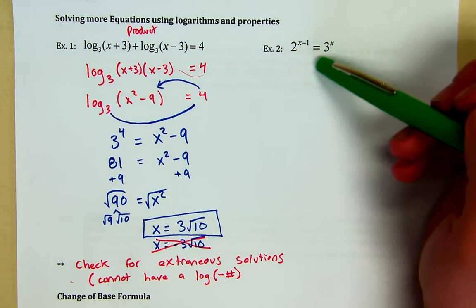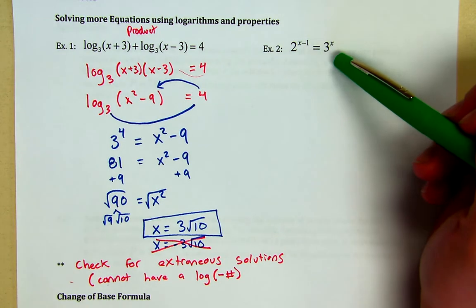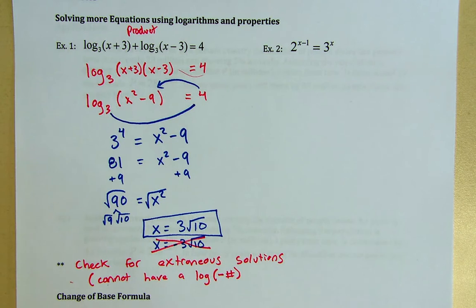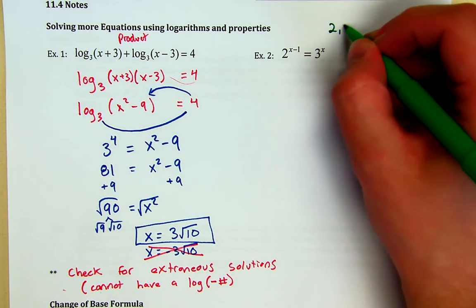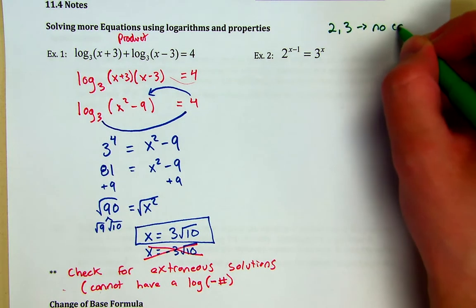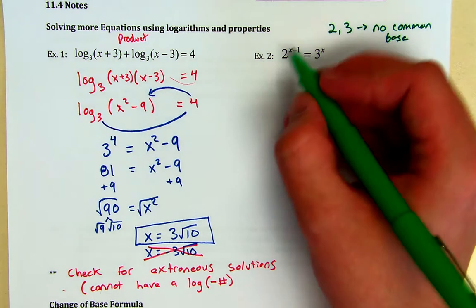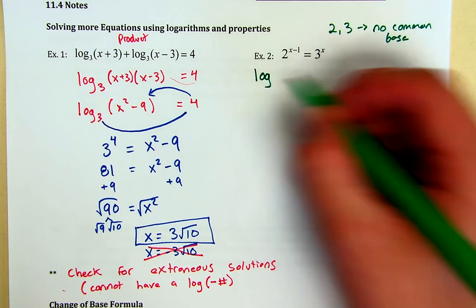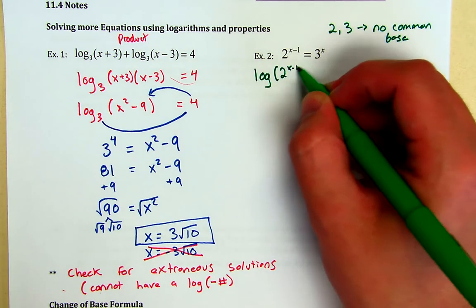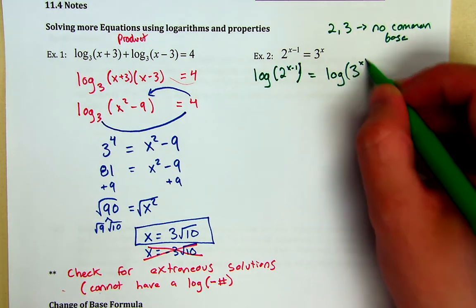Now recall when we had something like 2 to the x minus 1 equals 8 to the x, we were able to write them with a common base. Well, 2 and 3 have no common base. So if there's no common base here, then we need to take the log of both sides. We're going to take log base 10 of both sides. So we're going to do log of 2 to the x minus 1 equals the logarithm of 3 to the x.